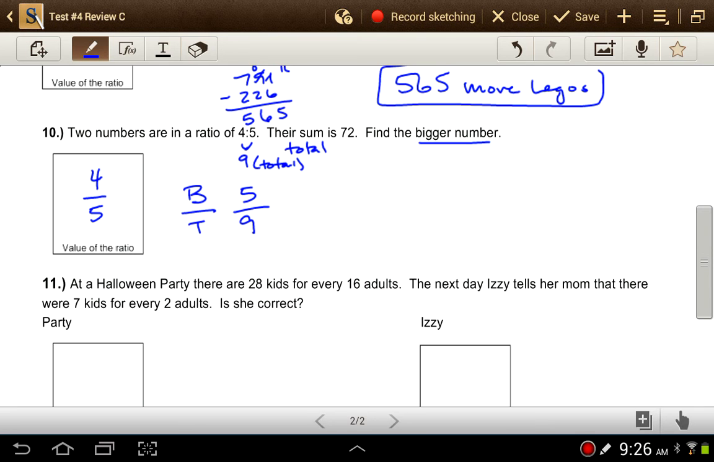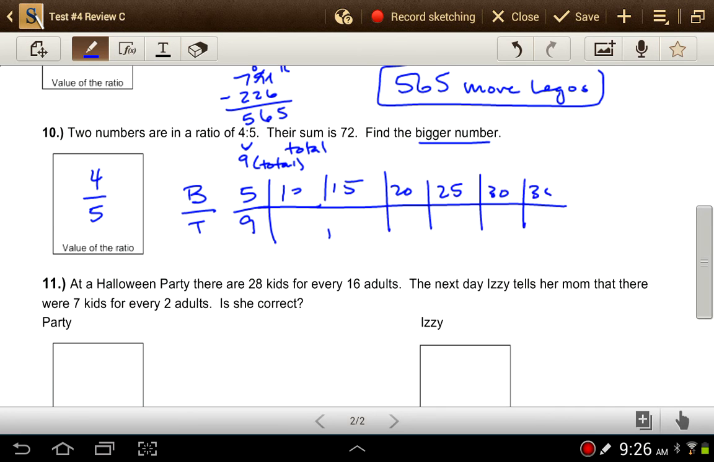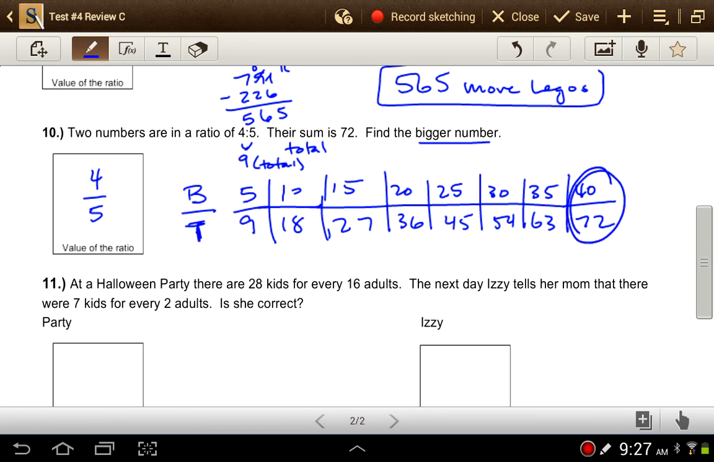For this example, I'm going to create a table, just to be different. First one, 5, 10, 15, 20, 25, 30, 35, 40. Let's see if that's enough. Then I'm going to do 9, 18, 27, 36, 45, 54, 63, 72. Oh, their sum is 72. That's my bottom row, the total. I'm at that 72. So I look there. So then I just look at the bigger number, which is 40. So my answer would be 40. No label on this one because there's no labels attached to these.